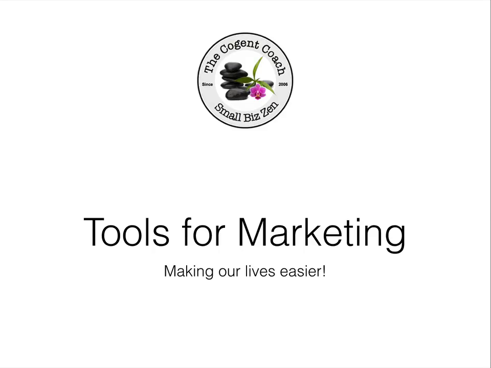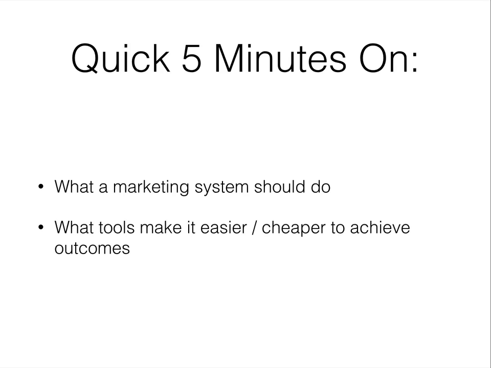Today's Fast 5 is going to be about tools for marketing, making our lives easier, which I'm sure we're all for. So we're going to talk a quick 5 minutes on what a marketing system should do. In other words, what are the outcomes that you as the business owner should be receiving from any marketing system, and then what tools make it easier, cheaper to achieve those outcomes.